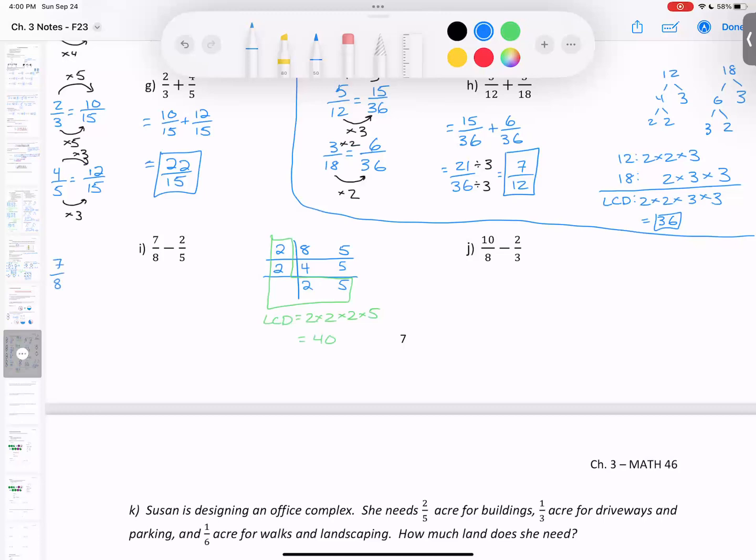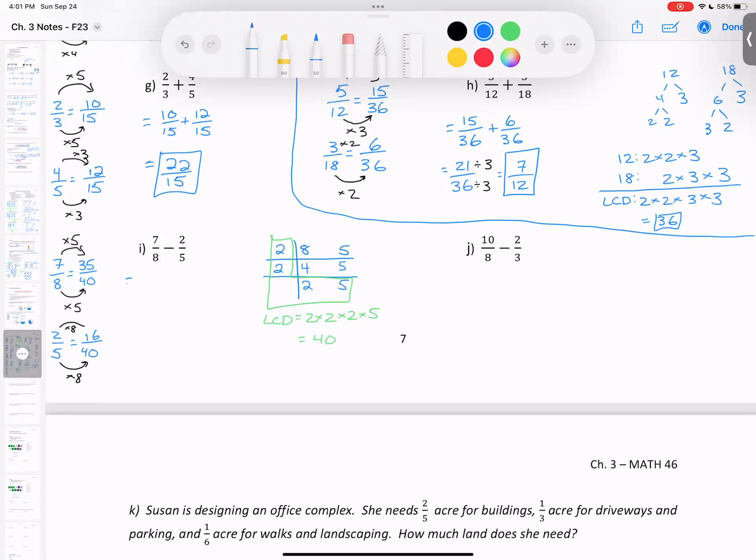So we've got 7 over 8. We want that as some number over 40. And we have 2 over 5. We want that as some number over 40. So 8 times what gives us 40? That would be times 5. So that means on top here, we're also going to multiply by 5 to get 35 over 40. 5 times 8 gives me 40. So I need to multiply by 8 here. And so I'm going to get 16 over 40.